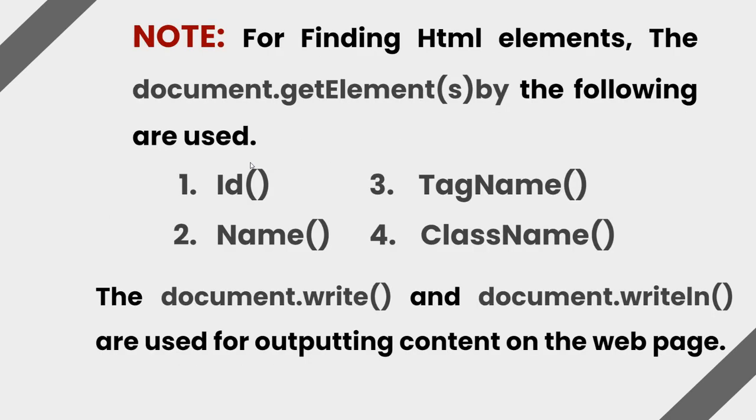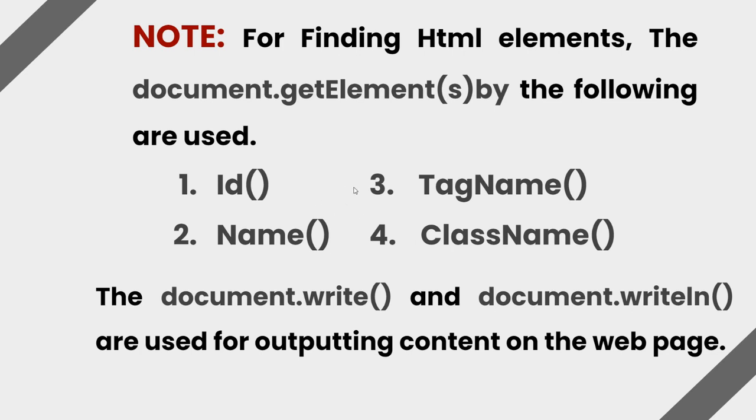So a quick note before we move on. For finding HTML elements, we make use of the document.getElement by the following methods. First we have the ID, secondly the name, third the tag name, and lastly the class name.